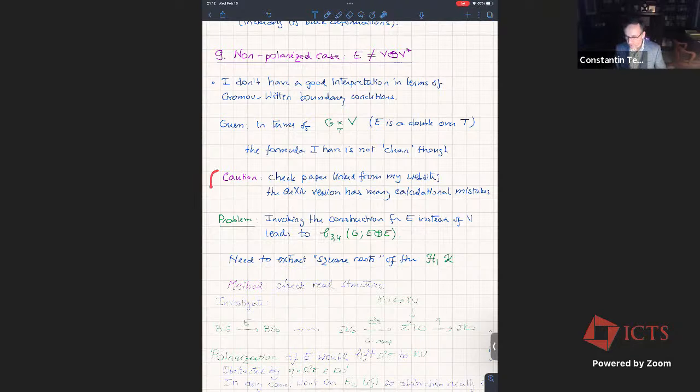And by the way, I should give you a caution. If you want to look at the paper, you should check the version on my website.